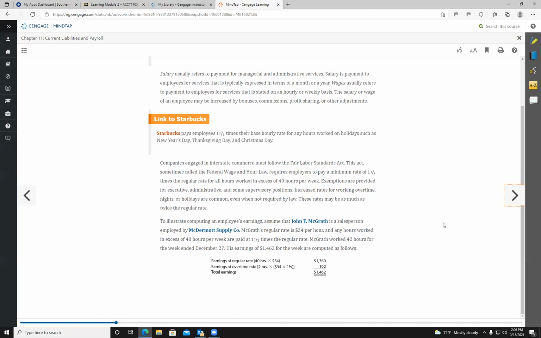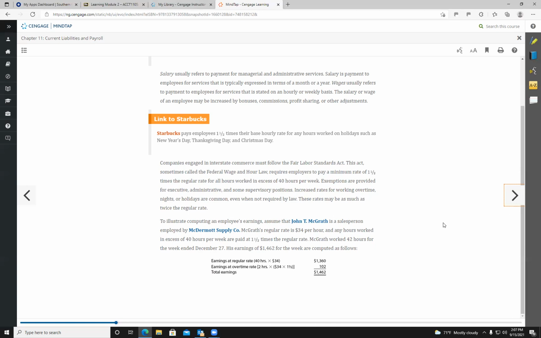So if his regular rate is $34 an hour, then his time and a half rate is going to be $51 an hour. So McGrath actually ended up working 42 hours for the week that ended December 27th, and his total earnings totaled out to be $1,462 for the week. So this is how they came up with that.